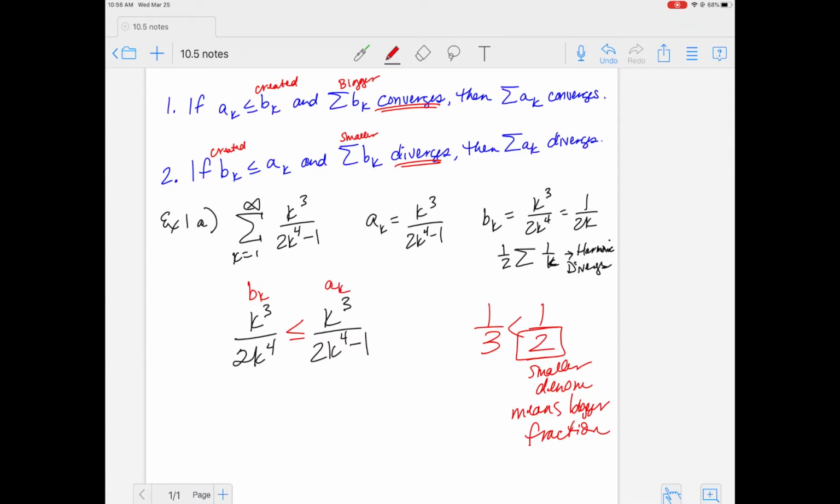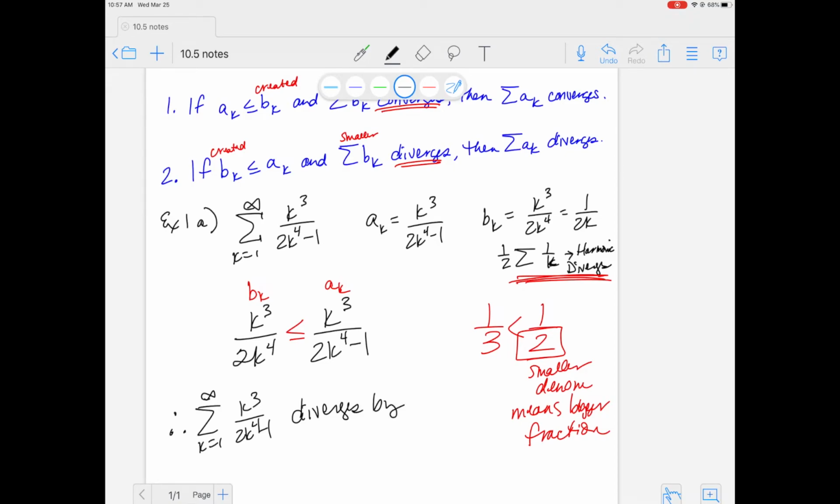So now b sub k is smaller. My comparison here is smaller. And I know that my comparison diverges. So if my comparison is smaller and it diverges, what do you know about my original? It also diverges. Therefore, the series k goes from 1 to infinity of k cubed over 2k to the 4th minus 1 diverges by comparison test.